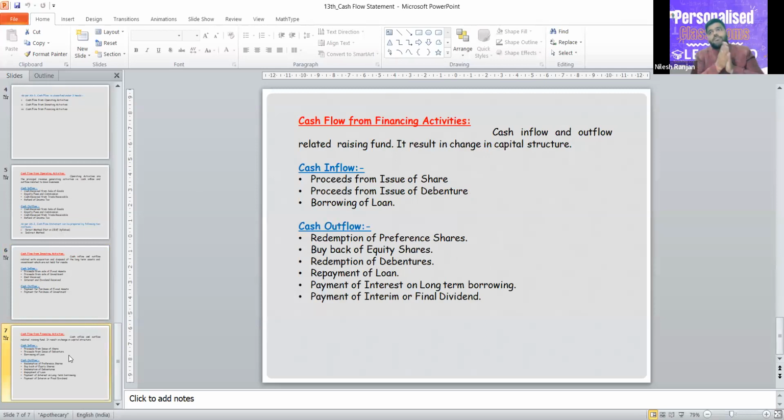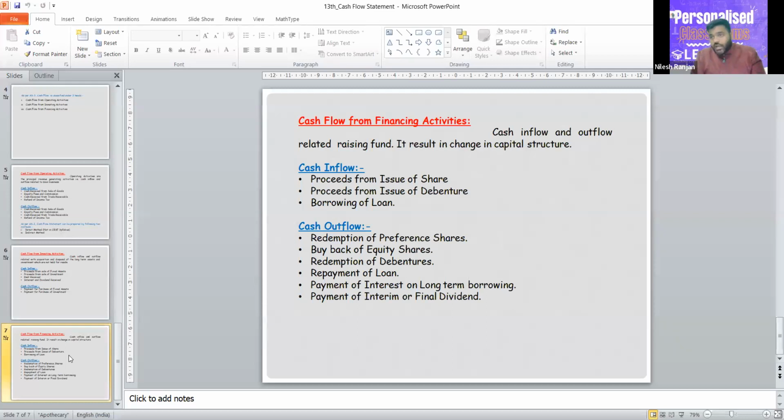Let's say if we have 5 lakh rupees equity shares and 3 lakh debentures or loan. So the ratio is 5 is to 3. If we raise money through loan, then the ratio will change. If we receive money through equity share, then the ratio will change. Yes or no? So in any situation, if we are raising funds, then it will change our capital structure.